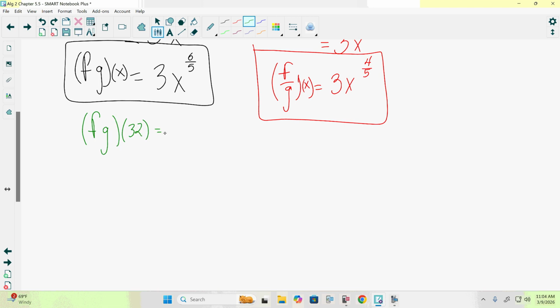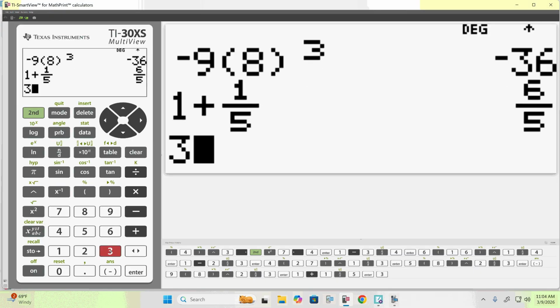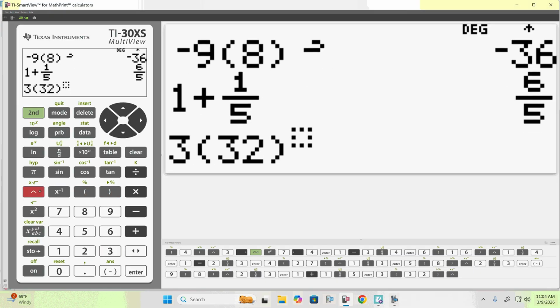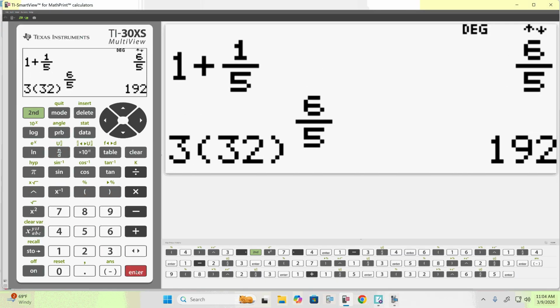And the last thing it wanted us to do is to evaluate it when x is 32. So we have 3 times 32 to the 6/5. 3 times 32 to the 6/5 is 192.